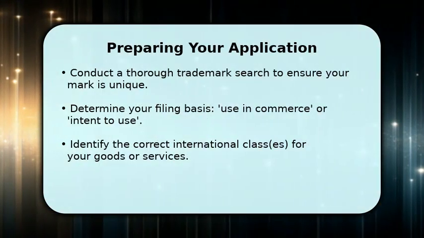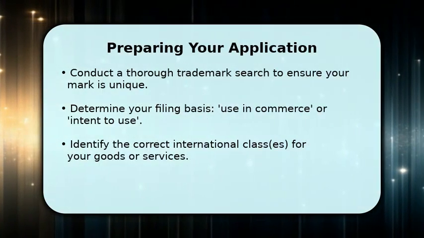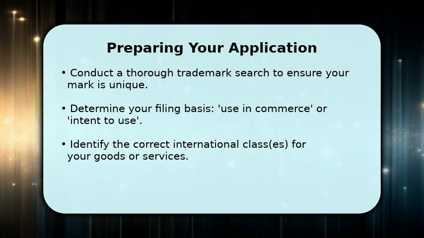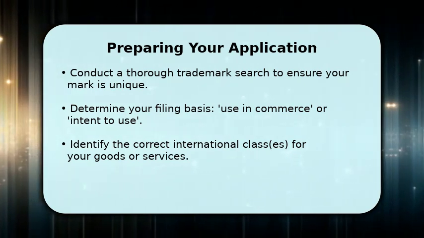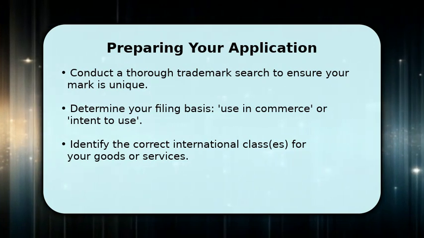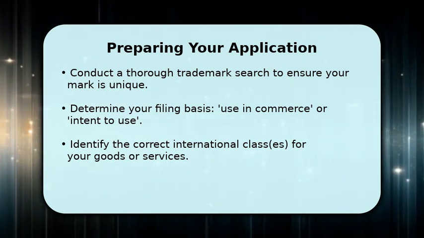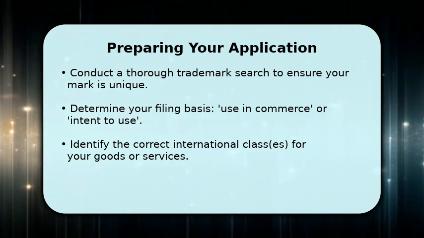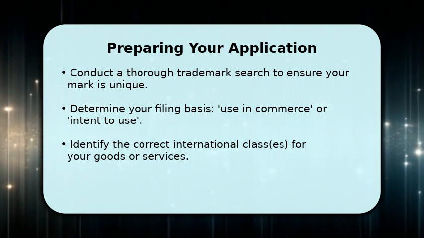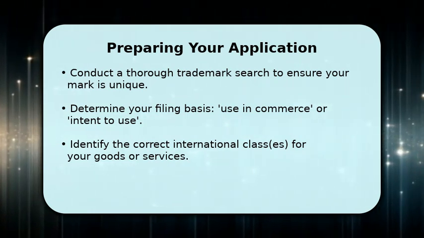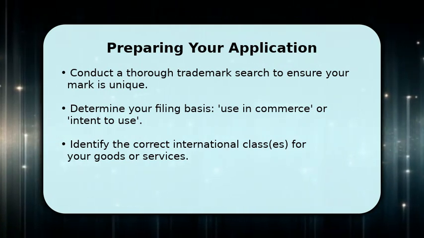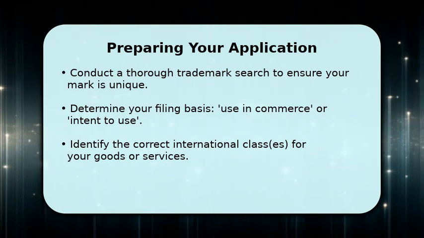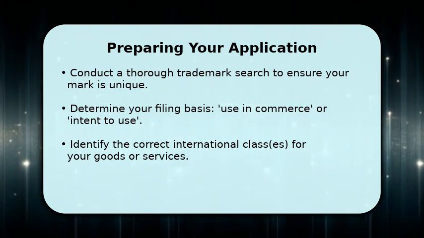Before filing, conduct a thorough trademark search using the USPTO test database to ensure your mark is unique and avoids conflicts. Next, determine your filing basis, either use in commerce if you're already using the mark, or intent to use if you plan to soon. You'll also need to identify the correct international class or classes for your goods and services. Finally, prepare a clear drawing of your mark and, if applicable, a specimen showing its actual use in commerce.